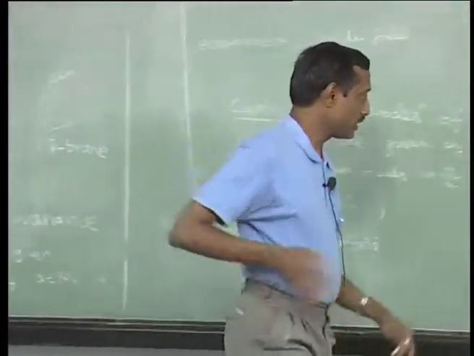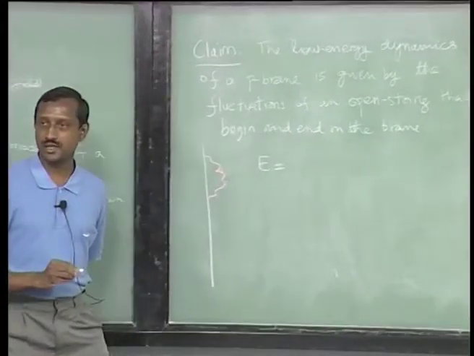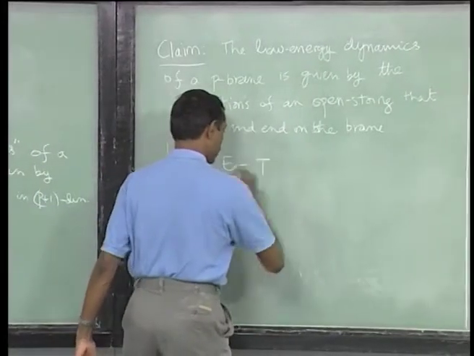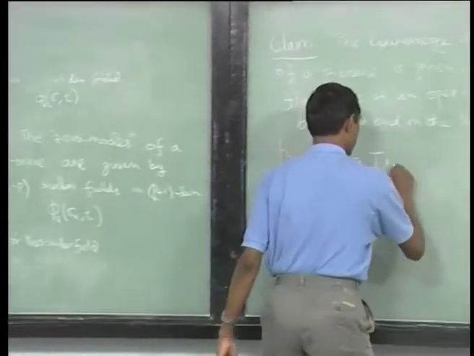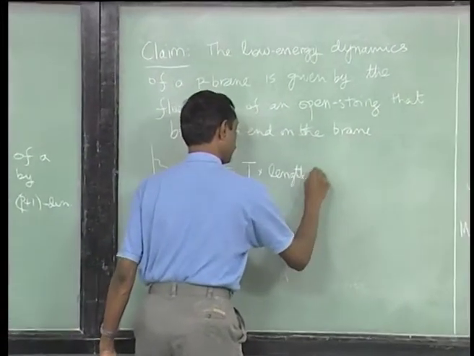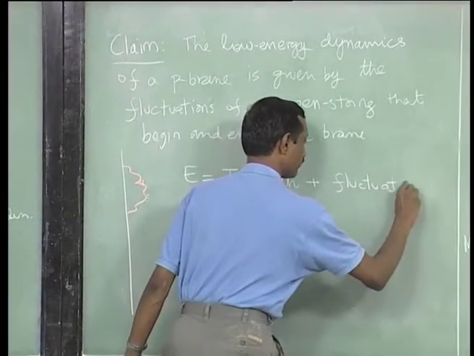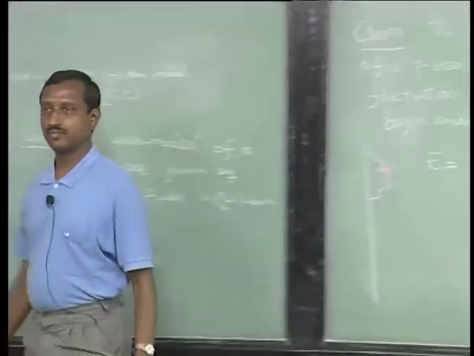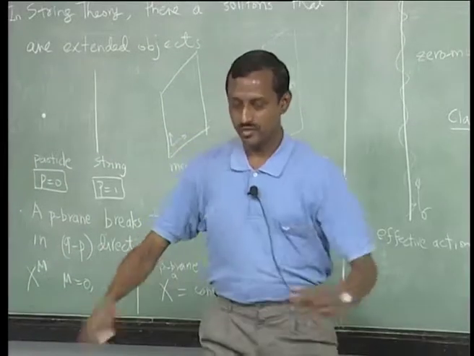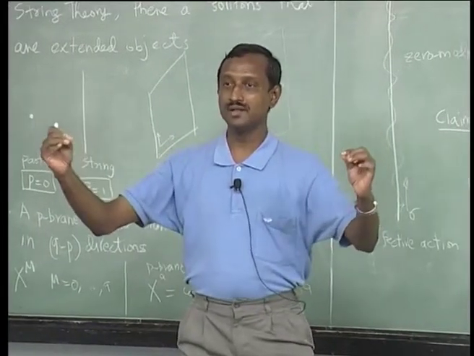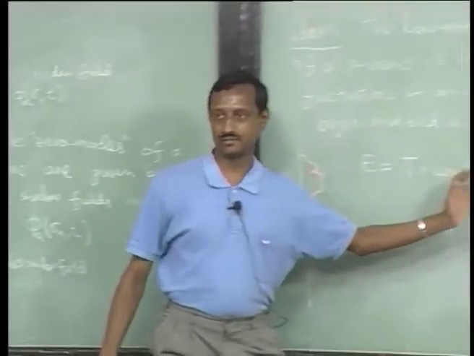And you can ask what its low energy fluctuations are. The energy of a classical string will be its tension, which is its energy per unit length, times its length, plus quantum fluctuations. But we are discussing the lowest energy thing, so we ignore all the other fluctuations. If you give me a string of length L, the lowest possible energy would be tension times its length.